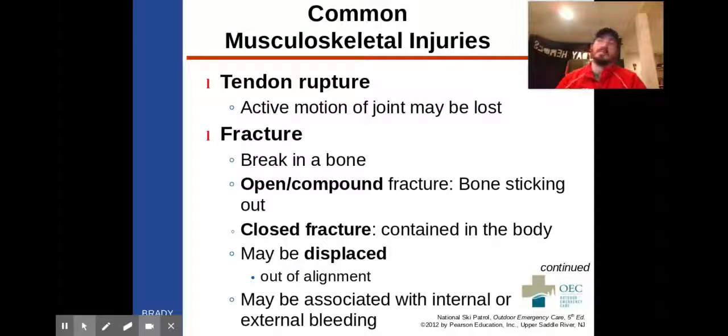Well, I'll tell you what, there's always going to be bleeding with a broken bone because that's how the bone actually heals itself, is it starts bleeding and then that blood clots. Whether or not it's life-threatening, who knows? We need to always just have that in the back of our mind, though, when treating trauma injuries like this.